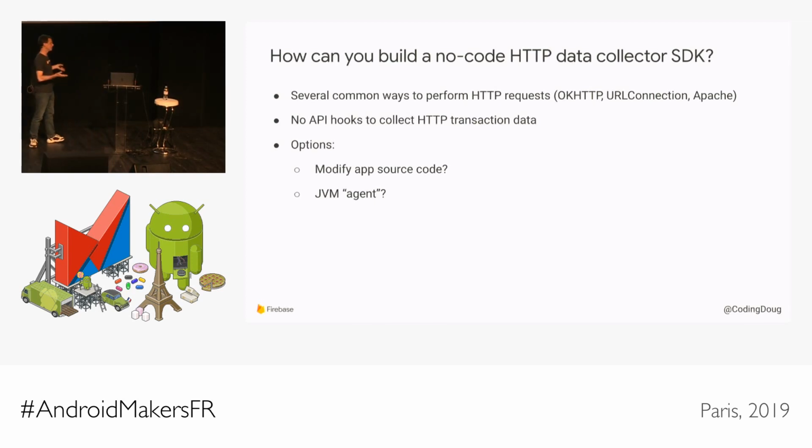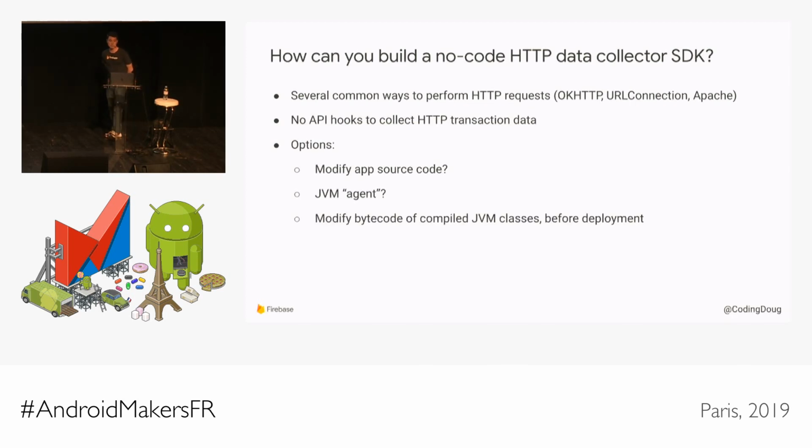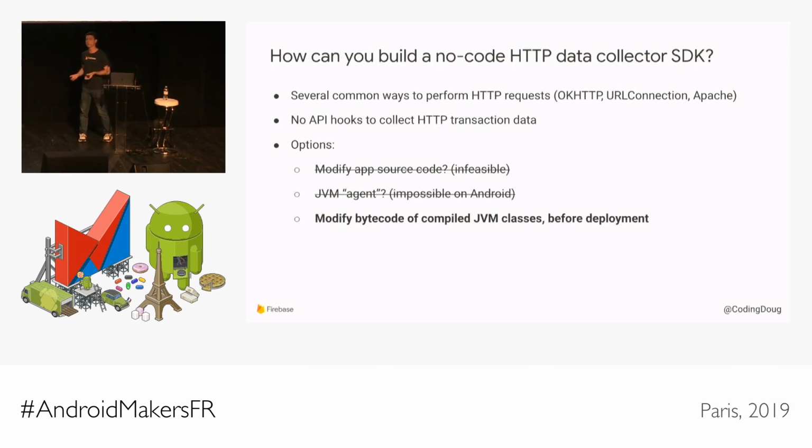And you can use that to instrument your app, which is great for JVMs, but Android doesn't really have this. There's no way to register one of these dynamic agents in Dalvik or ART, which is kind of good. You probably don't want users messing with your code like this. The only other option I could think of was to modify the bytecode of the compiled JVM classes before they get deployed. So somehow hook into the build process, get a hold of all the classes, modify the classes, and then build the app with these modified classes. And it turns out this is the only viable solution. So that's the route I went down.